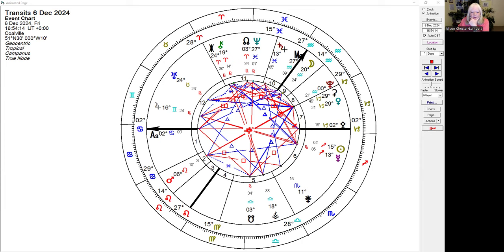They are all being squared by Saturn. Saturn is at a 90-degree angle to this setup. This is something called a T-square. Right, Saturn is going to take the edge off that fun.